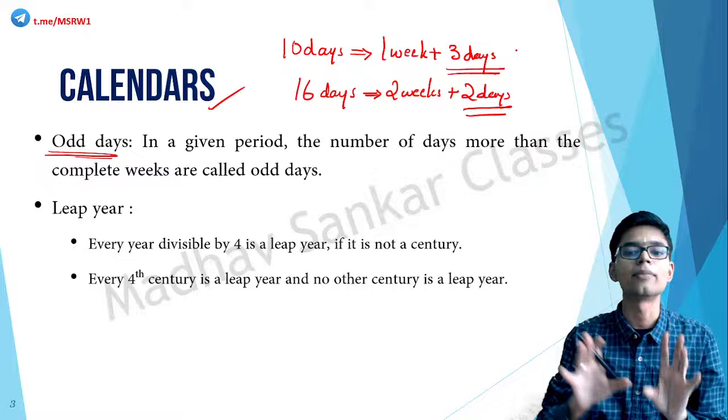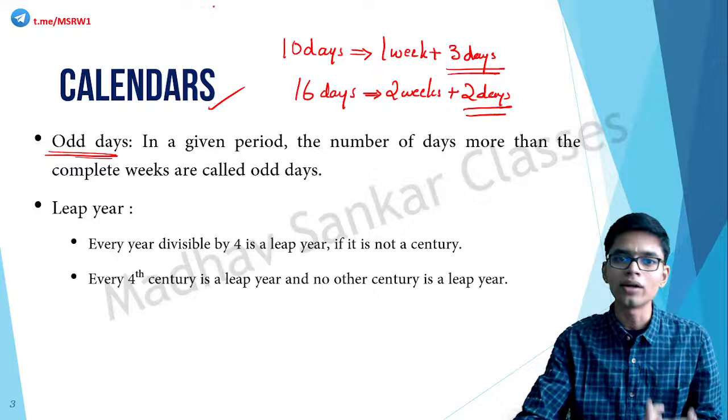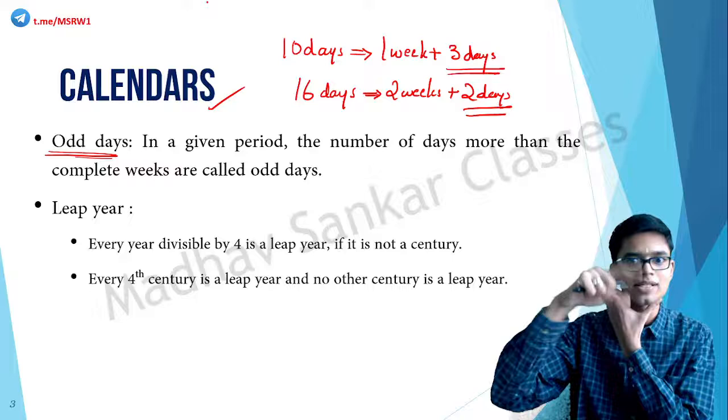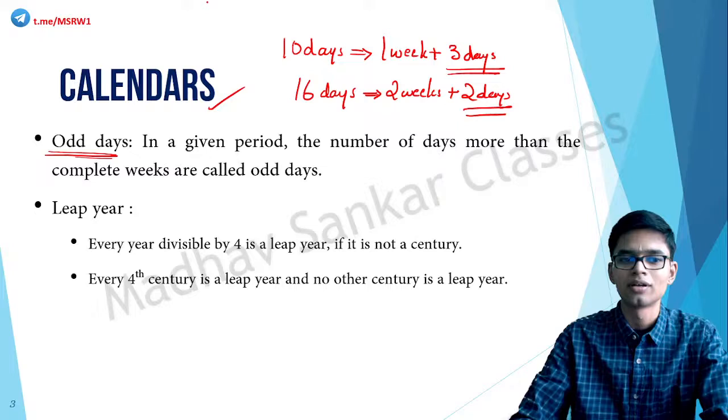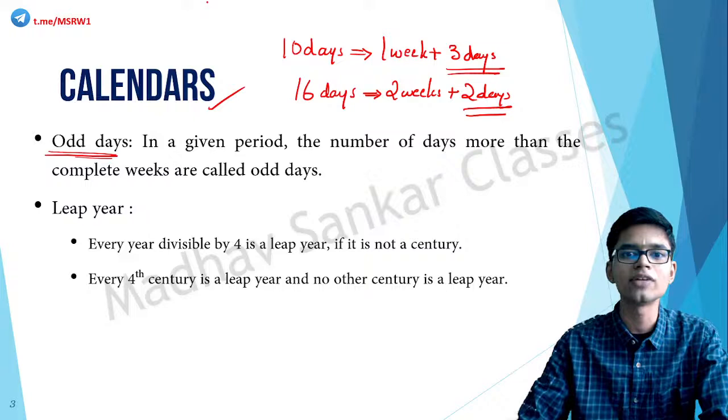Clear? So the number of odd days can be 0, 1, 2, 3, 4, 5, and 6. It cannot be 7 because when it is 7, it is a new week, which basically means the number of odd days is 0. So that is the concept of odd days. This concept is very important because most of the questions that we do are based on this. Clear?